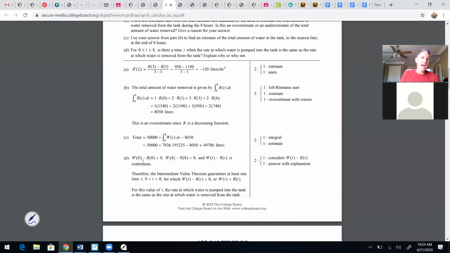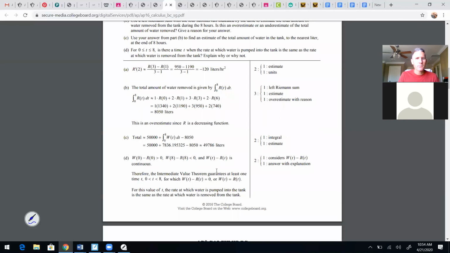They say that at t equals 0, W, the rate at which water is entering, is greater than the rate at which water is exiting. So W of 0 minus R of 0 is greater than 0. And then at t equals 8, the rate that water is entering is less than the rate that water is exiting.